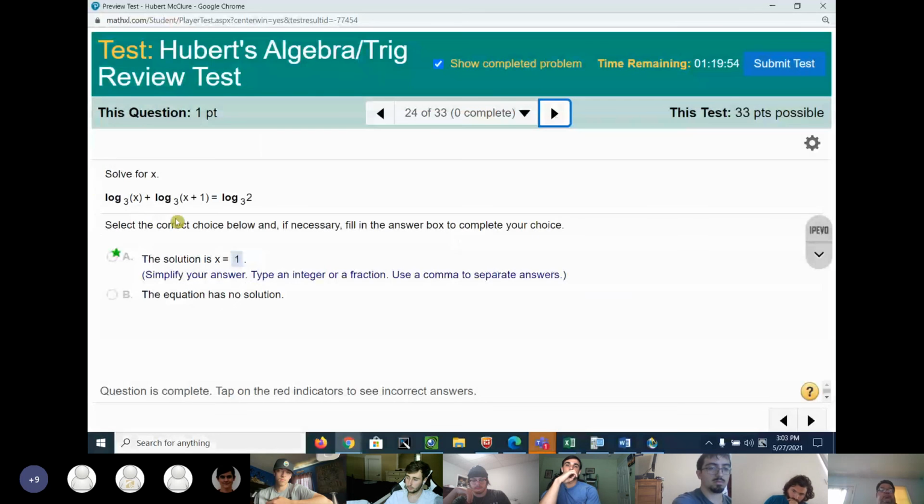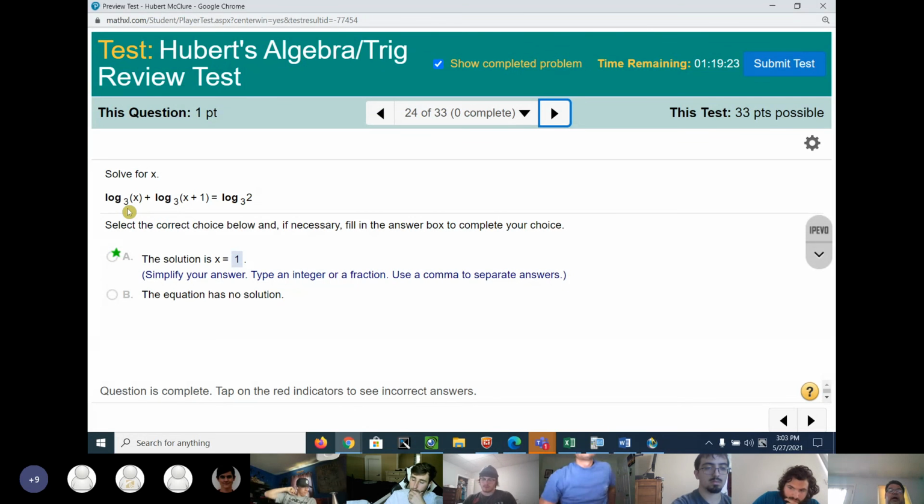This is logarithm, so that would be log base 3 of x times x plus 1 is equal to log base 3 of 2. And solve the equation. That's not too bad because you got the log of something equals log of something. That's going to be x times x plus 1 is equal to 2. Because the bases are the same, you can set x times x plus 1 equal to 2.